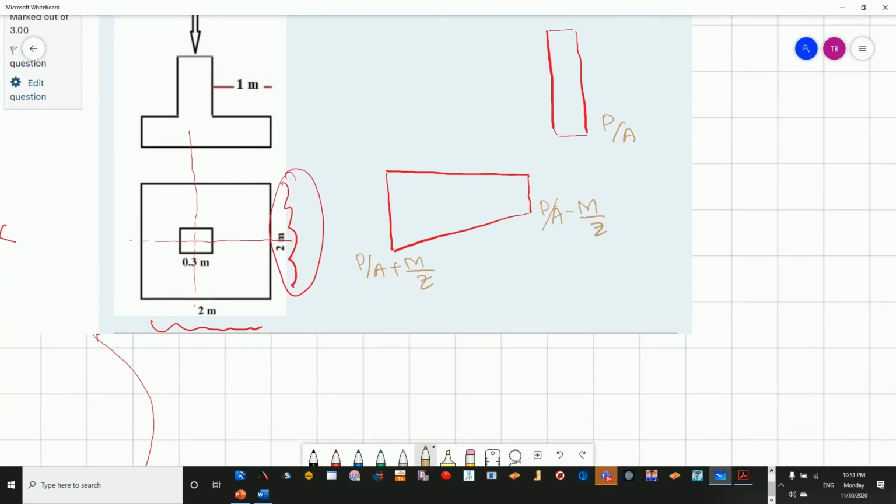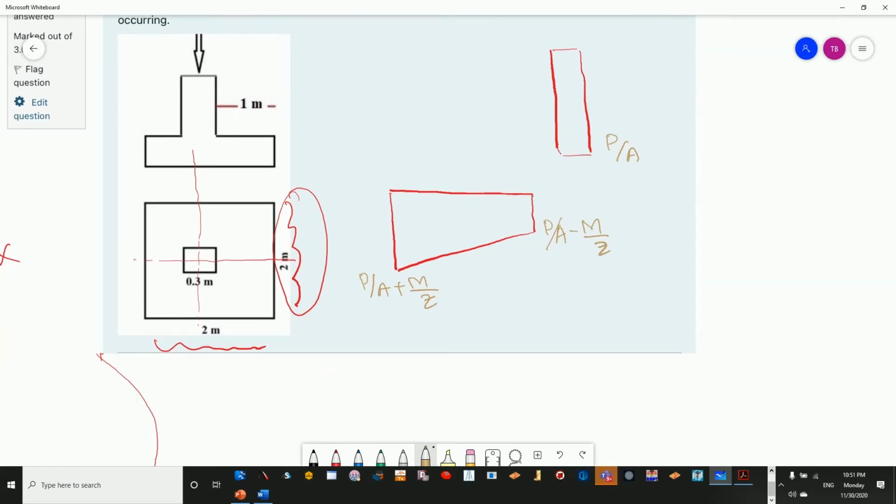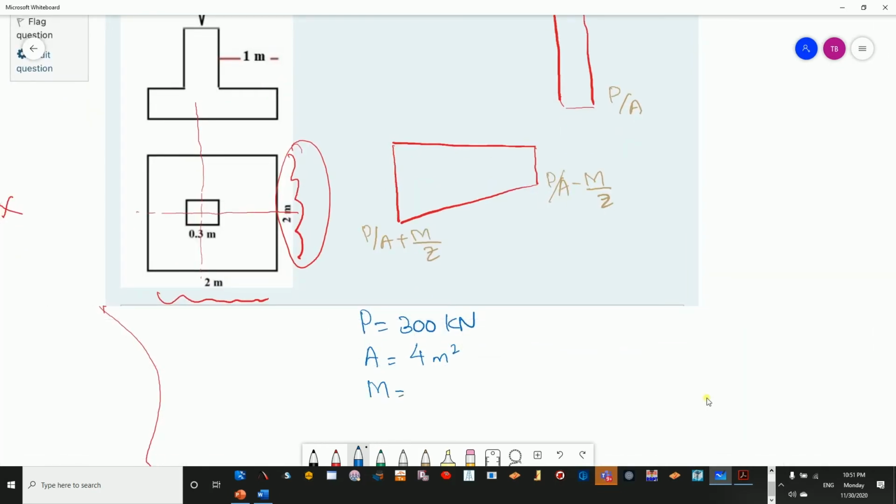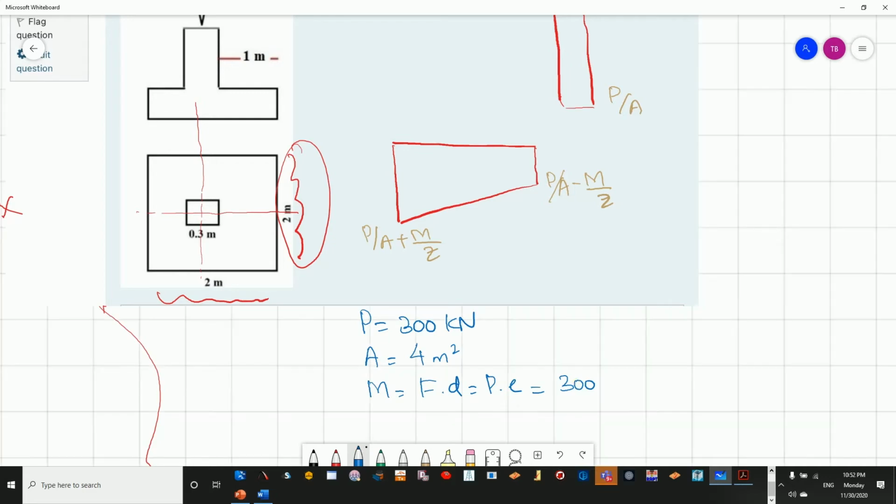Now what we need to calculate are the values, given P, A, M, and Z. The value of P has been given as 300 kilonewton. A is the area of the foundation, that's 2 into 2, so 4 meters square. Then we have the value of M, where M is force into distance, in this case P into eccentricity, where P is 300. E is the eccentricity, so how much eccentricity do we have?